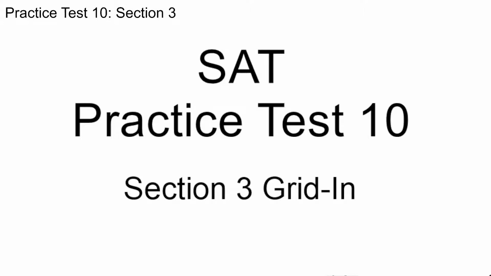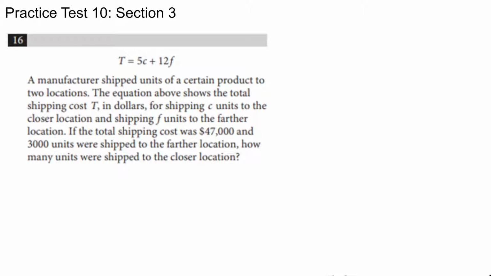Let's get started. Question 16 gives me the equation T is equal to 5C plus 12F. The question says, a manufacturer shipped units of a certain product to 2 locations. The equation above shows the total shipping cost, T, in dollars for shipping C units to the closer location and shipping F units to the farther location. If the total shipping cost was $47,000 and 3,000 units were shipped to the farther location, how many units were shipped to the closer location?